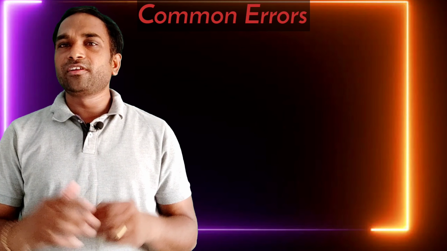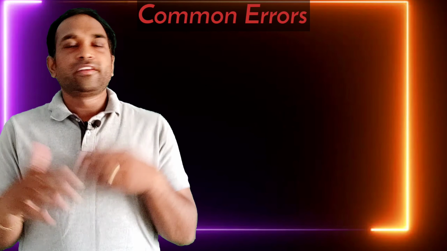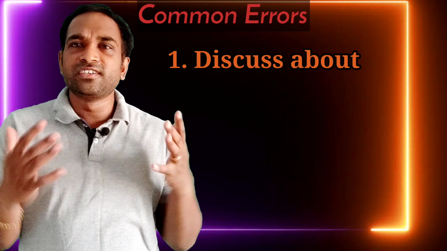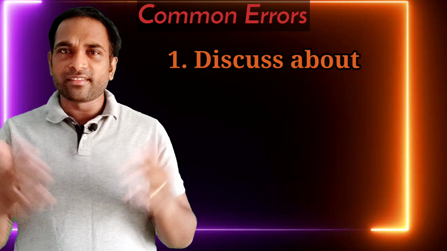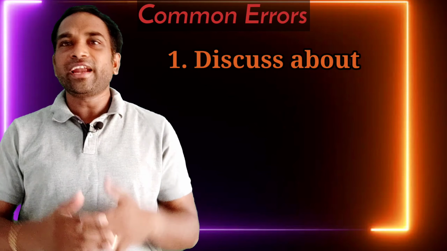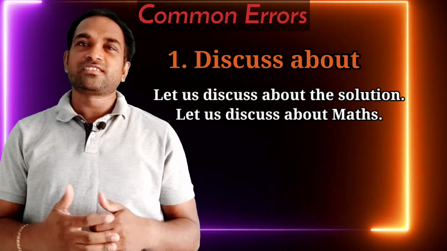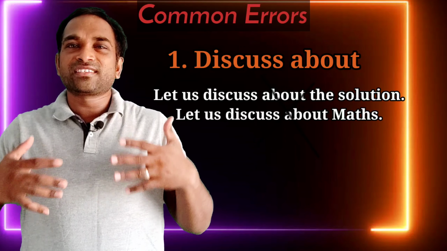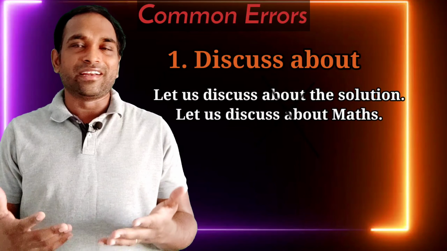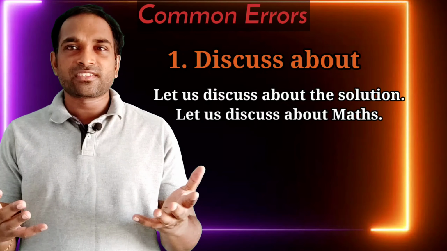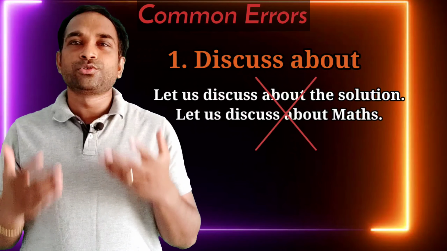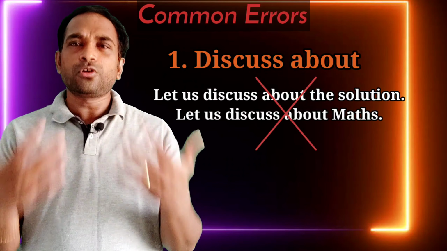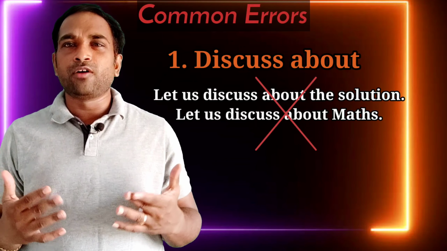The first common error for today is "discuss about". Many people use this discuss and about together. Let us discuss about the solution. Let us discuss about maths. Let us discuss about that situation. Like this, they all use this "discuss about" in their sentences. Do you think this is correct? Do you think it is proper to use about after discuss? I found so many people using this "discuss about".